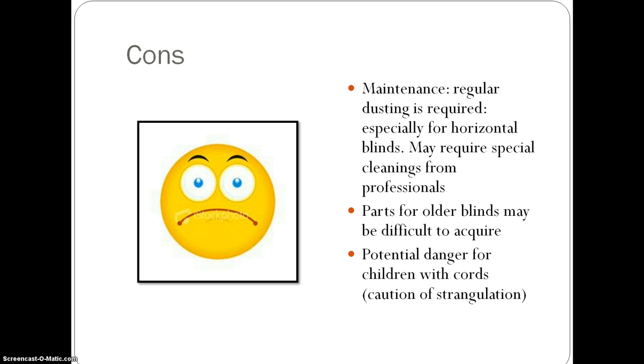And then sometimes parts for older blinds may be difficult to acquire. I mean, eBay can only go so far, or whatever it is you use. So that's also something to keep in mind. And there are also potential danger for children with cords. It's kind of scary to think about, but I mean, there are options. There are the cordless blinds where you just pull them and push them up.